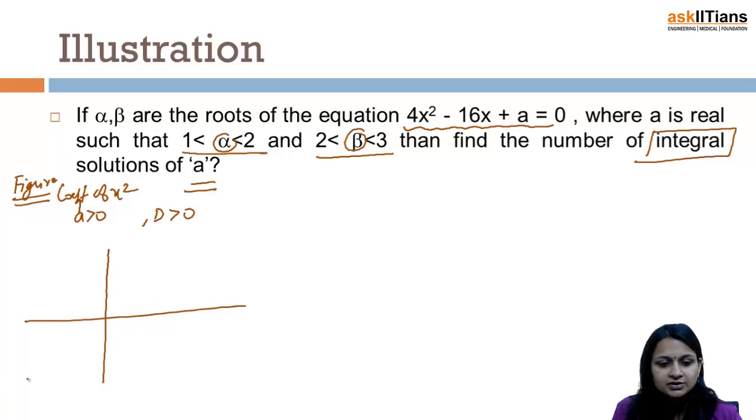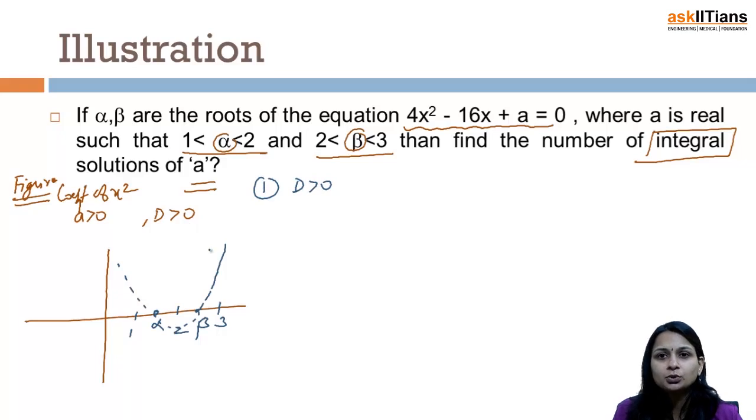Some more information is given, that one root is lying between 1 and 2. Let me use them. This is 1, this is 2 and this is 3. So alpha is lying here and beta is lying between 2 and 3. So the graph will look like this. Okay, so let me put the conditions. The first condition is discriminant greater than 0.